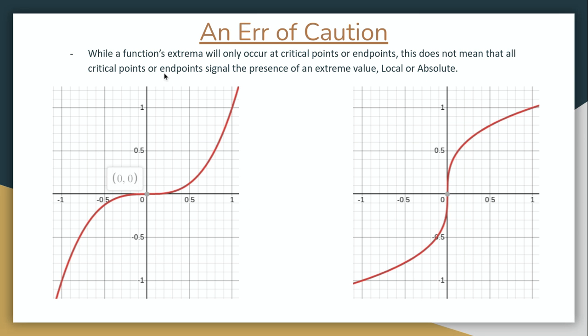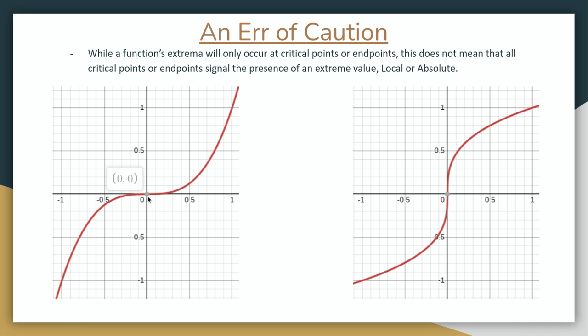All right. A word of caution. While a function's extrema will only occur at critical points or endpoints, this does not mean that all critical points or endpoints signal the presence of an extreme value, either local or absolute. This is the same thing as: a rectangle is not a square, but a square is a rectangle. Exactly.